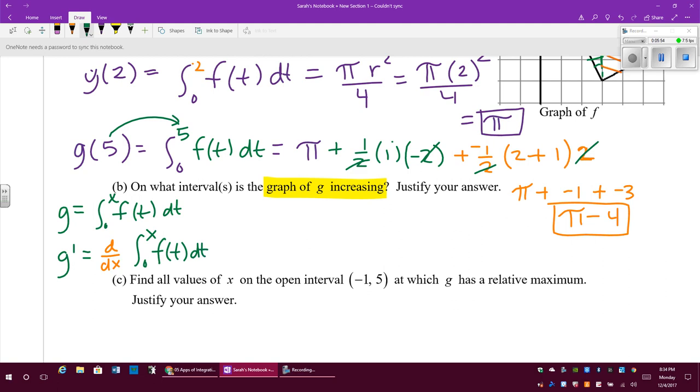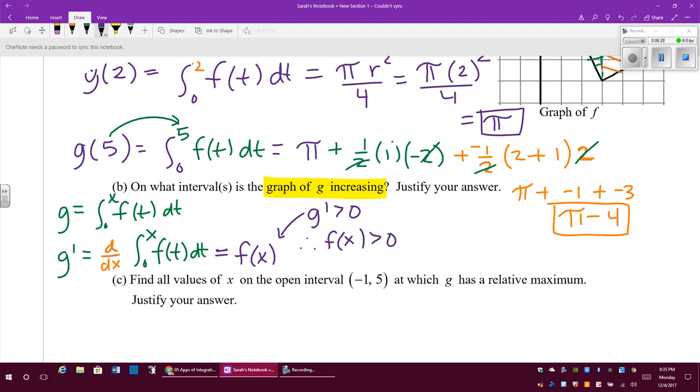Now, because you just learned the second fundamental theorem of calculus, you know that the derivative of an integral is just f of x. So now, if I want to know where the graph of g is increasing, it should be where g prime is positive, which, since g prime is equal to f of x, is going to be where f of x is positive.